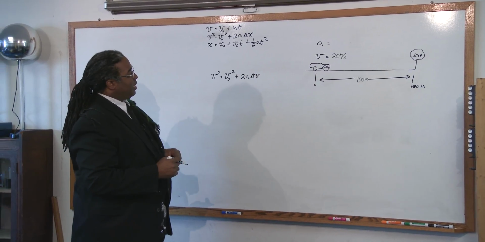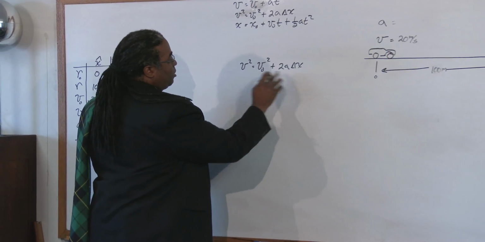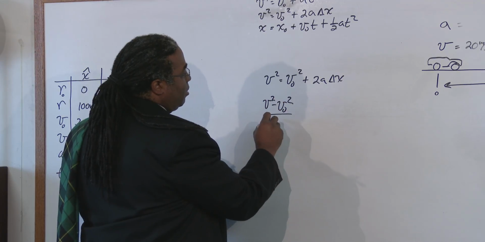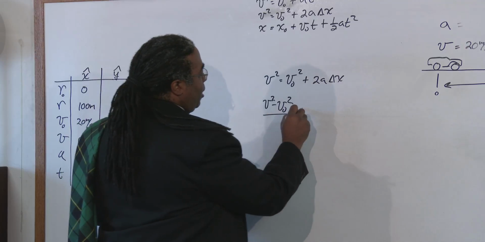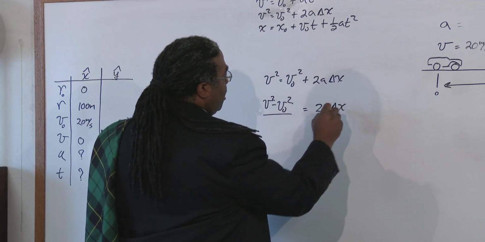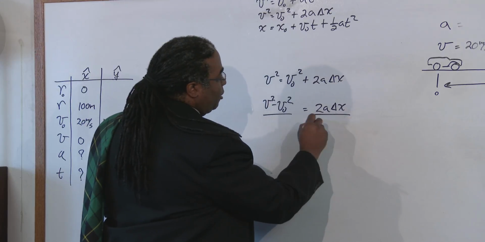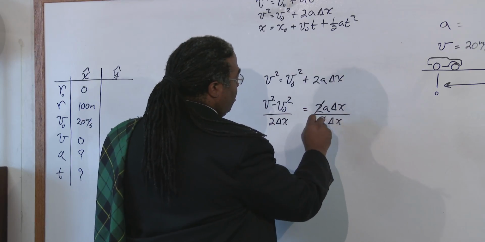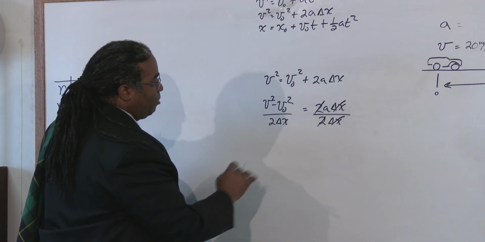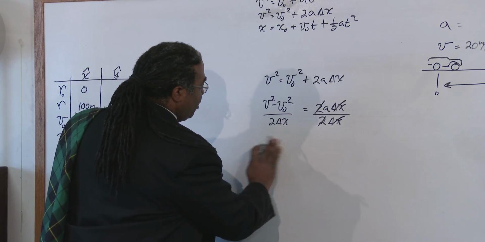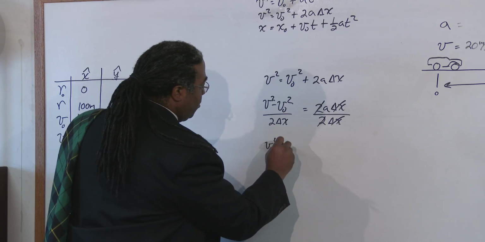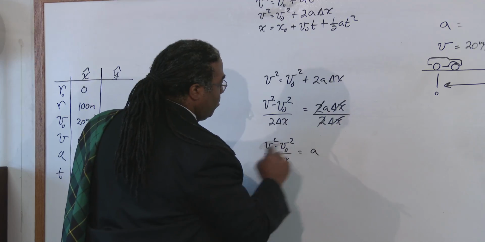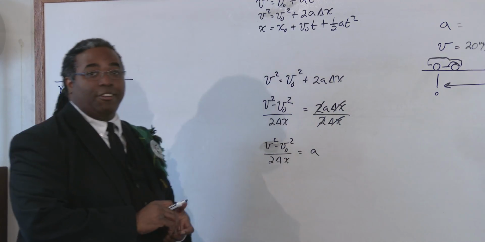So since we're solving for the acceleration, let's algebraically solve. So we'll bring the initial velocity over. And then we'll divide both sides by 2 delta x. And we're left with... Now you're ready to plug in your numbers.